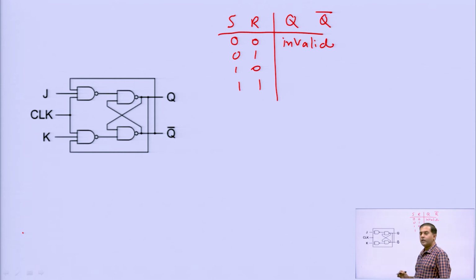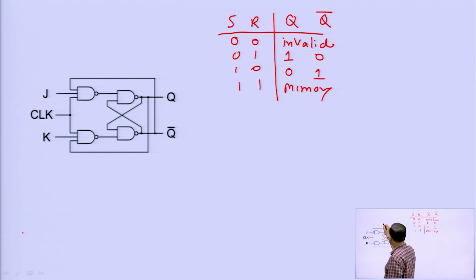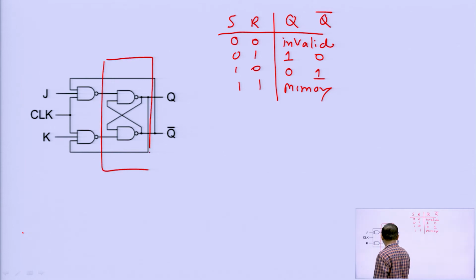When both are 1 1, then it will be memory, and when 0 1, there will be 1 0 and 0 1. So, this is nothing but the truth table of SR latch. Okay. So, now already I have seen that in JK flip flop this part is SR latch, this is nothing but the SR latch.